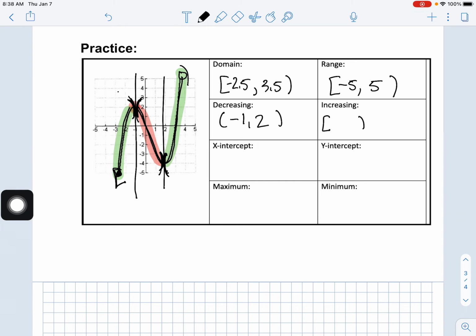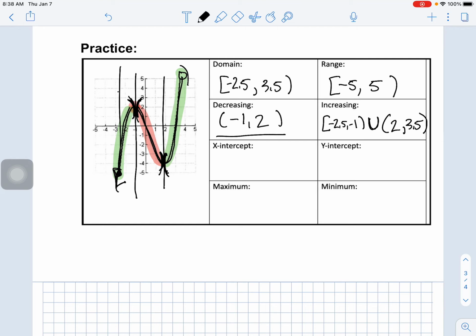Oh, then it stopped, right? It increased from -2.5 to -1. This is the first chunk of increase, and then it took a break, and we use a symbol that looks like a U. It's a union. It means take a break from increasing because we were decreasing during that next chunk. And then it increased again from 2 to 3.5. So I'm going to say parenthesis, because that's what I used here to show change in direction. 2 to 3.5, parenthesis, because it was an open circle.